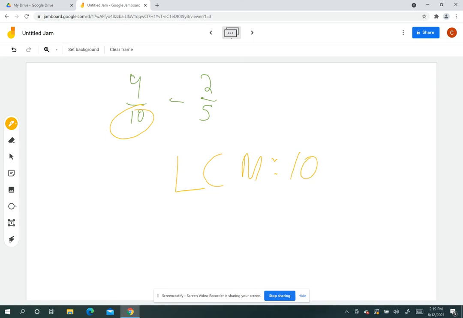So now I'm going to multiply both the top and bottom by 2, and I'm going to get 4 over 10. So now I'm going to have 4 over 10 minus 4 over 10, which is going to be 0 over 10, which is just 0. If I have 4/10 and I eat 4/10, I'm done. 4 slices of 10, they're gone, so my answer would be 0.